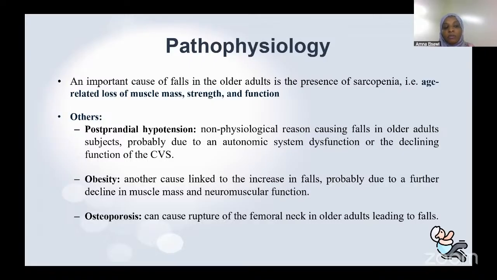And then a very important pathophysiological factor is osteoporosis, where older adults can develop rupture of the femoral neck and fractures of the lower limbs, which can be too much. Now we'll focus more on sarcopenia.